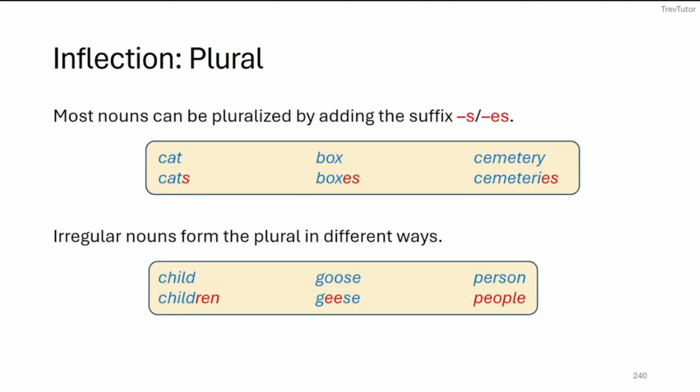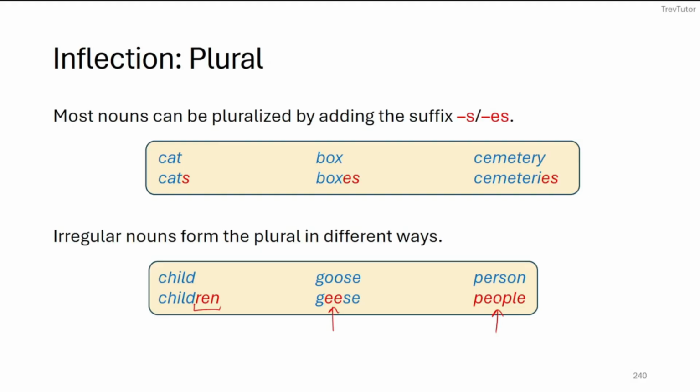So plural. Most nouns can be pluralized with s or es, so cat to cats, box to boxes, cemetery to cemeteries, but we do see irregular nouns as well. So for example, the ren suffix in children, this is the plural morpheme for child. Sometimes there's what's called internal change from goose to geese, so the vowel sound is changing in it. And sometimes we have what's called suppletion or partial suppletion, where the word changes pretty substantially, so person to people.